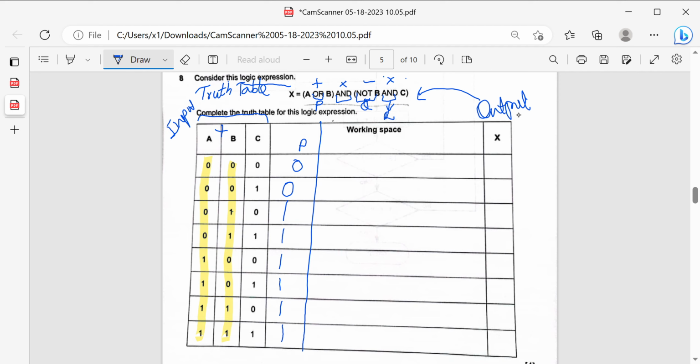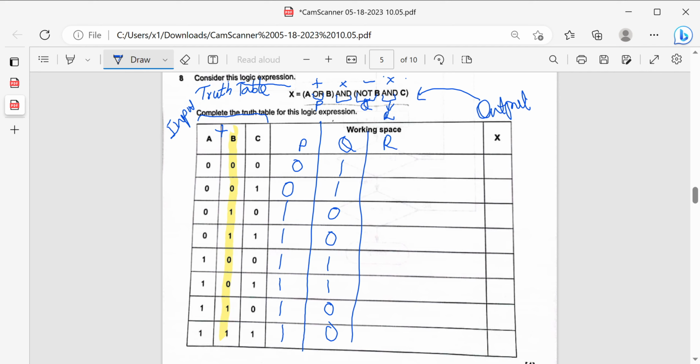Let's start our next intermediate output, that is Q. In order to calculate Q, we have to switch B, meaning NOT B is just switching B. So only this input will be used to calculate our intermediate output Q. Very simple, we are just switching it: 0 is 1, 1 is 0, 0 is 1. Okay, so let's jump to our next intermediate output, that is R.